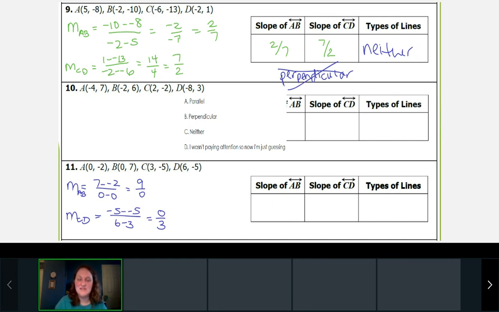All right. So what does 9 over 0 reduce to? What is 9 over 0? 9 divided by 0 is undefined. I can't take 9 cookies and give them to 0 people. I can't just make those cookies disappear.